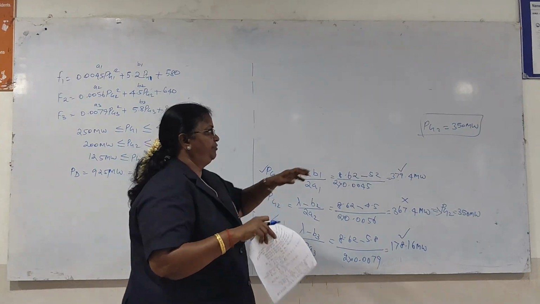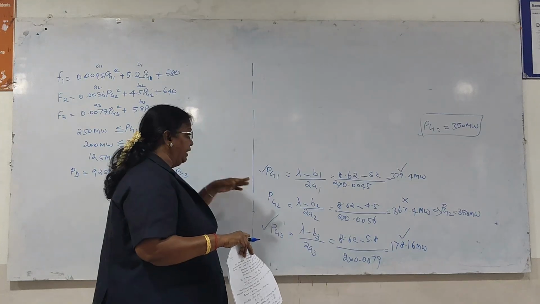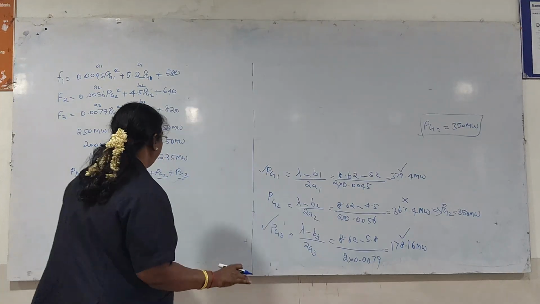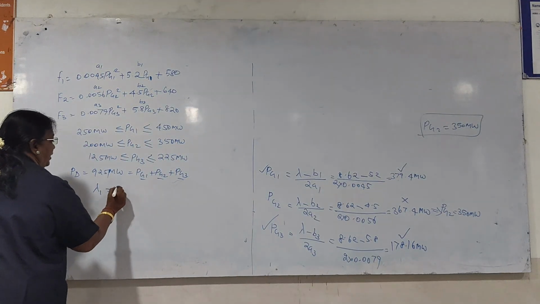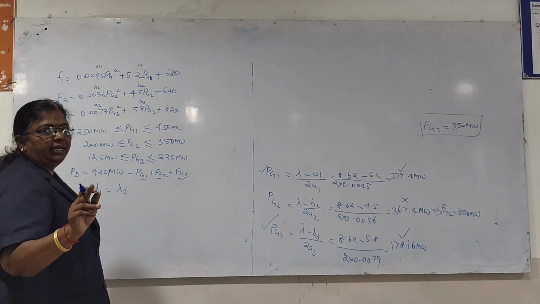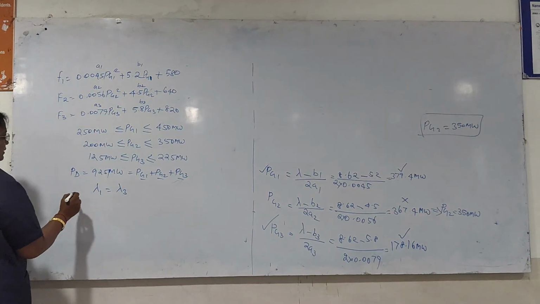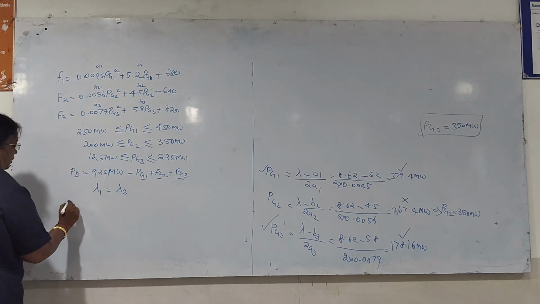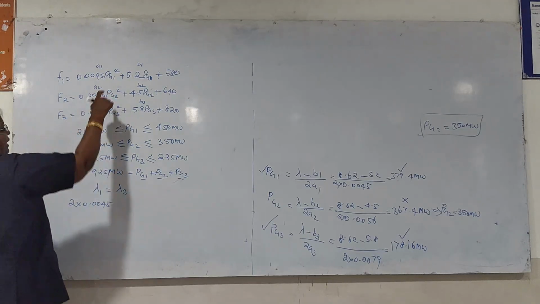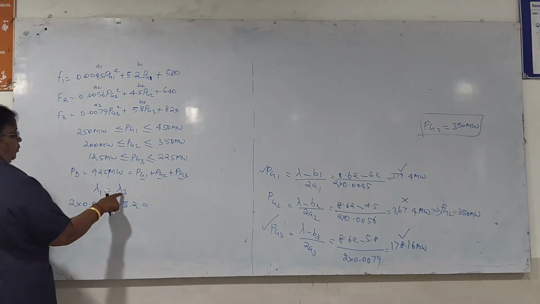So now we have fixed PG2 as 350. So what do we have to calculate? We have to calculate only PG1 and PG3 using the lambda equation. So lambda 1 should be equal to lambda 3. Lambda 1 is the first derivative of this F1. The first derivative of F1 is 2 into 0.0045 plus 5.2, and that is equal to lambda 3.